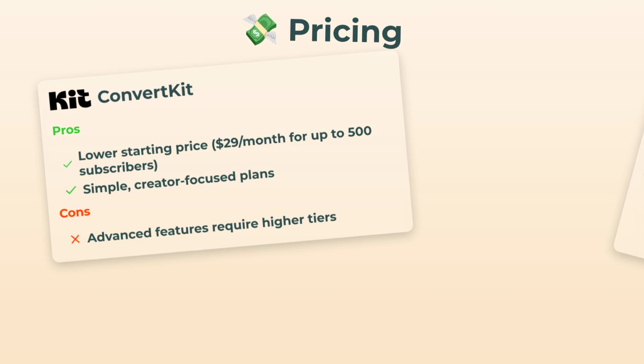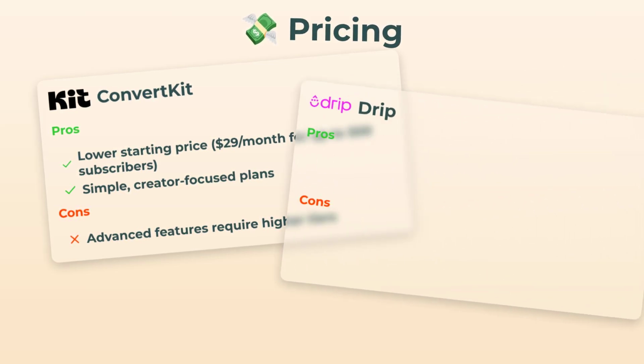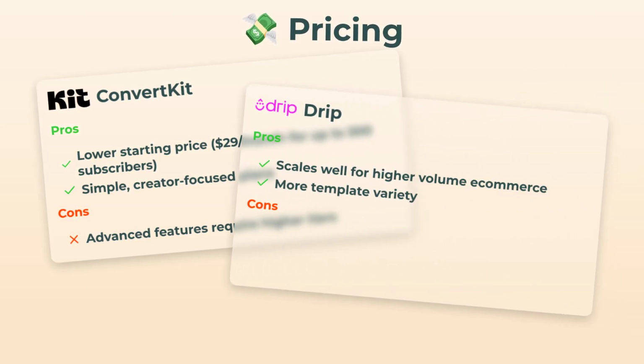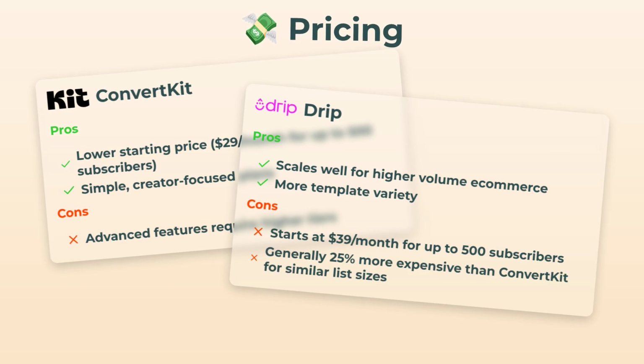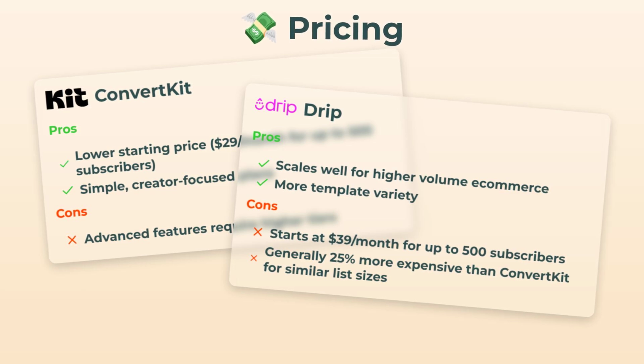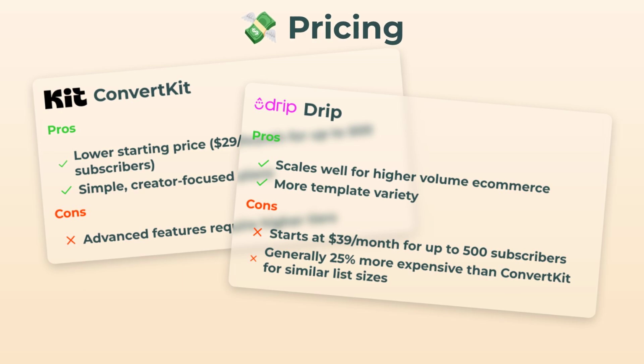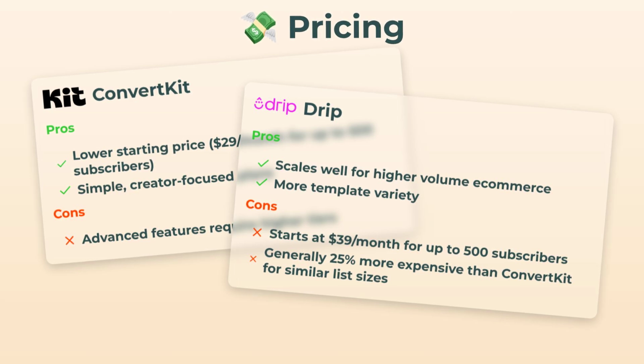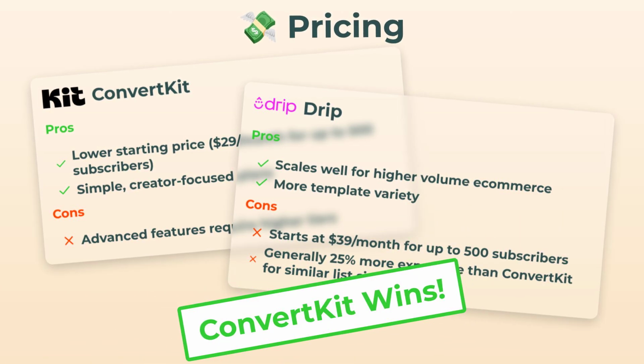Drip, on the other hand, charges $39 a month for the same number of subscribers. So yeah, it's about 25% pricier for comparable list sizes. On the plus side, Drip scales super smoothly when your list grows, and you get access to a wider variety of templates. But for most folks looking to save money at the outset, ConvertKit has the pricing edge.